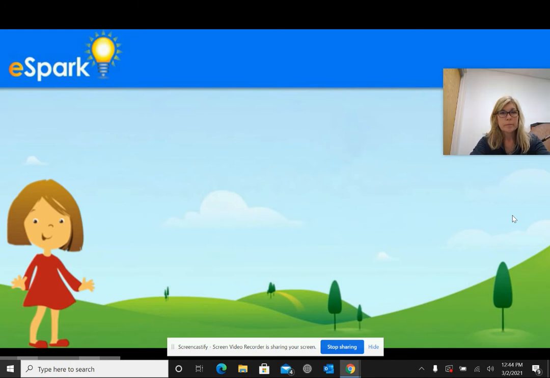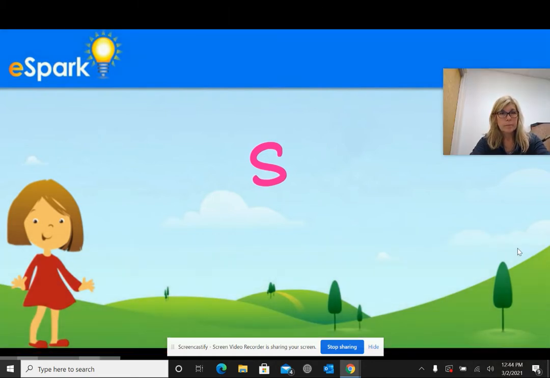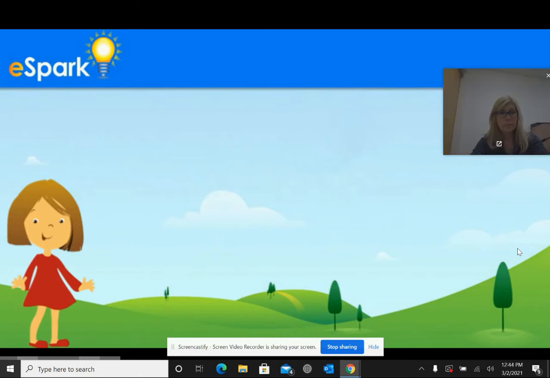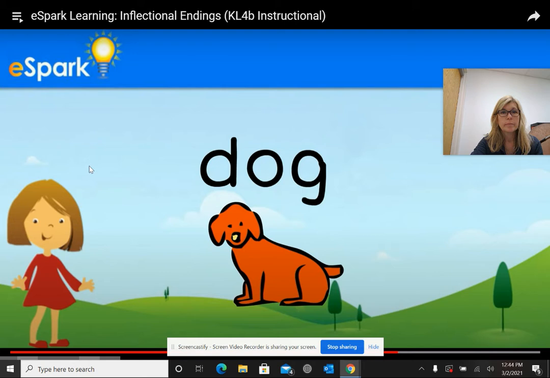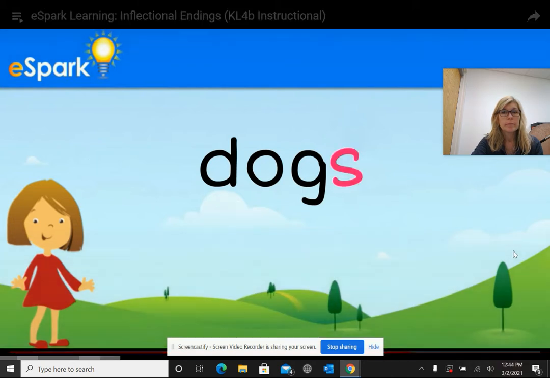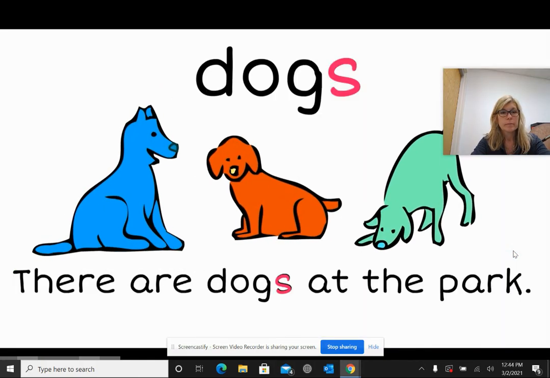There's one more ending I want to teach you about today. Adding the letter S to the end of a word makes the word plural. That means more than one. Here's an example. This is the word dog. When you add the letter S to dog, you get the word dogs. That means more than one dog. Here's the sentence. There are dogs at the park.